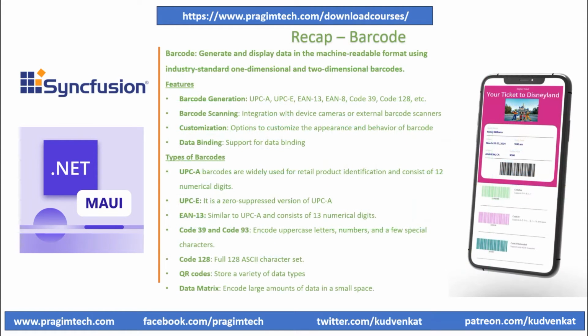In the previous session, we discussed the features of Syncfusion barcode generator control and explored barcode generation and its customizations. We have also discussed different types of barcodes such as UPC-A, UPC-E, EAN-13, Code 128. We have also discussed QR codes and Data Matrix QR codes in detail. Please review the previous session before proceeding.